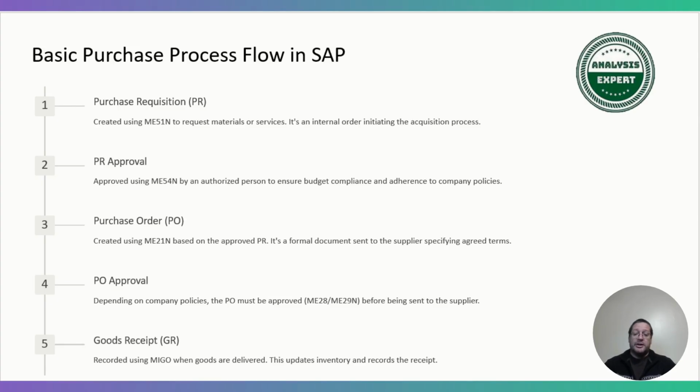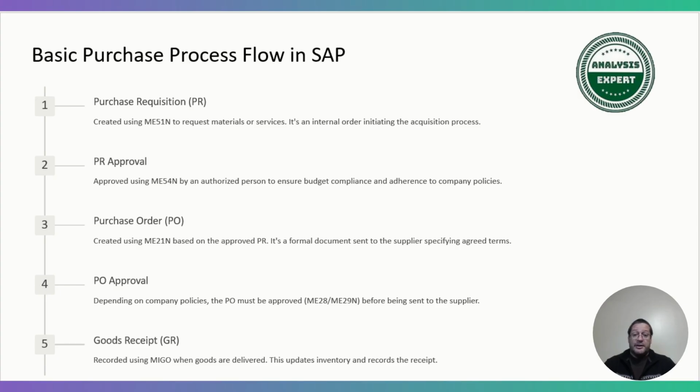A purchase requisition is created using transaction ME51N for materials or services, starting the procurement process, depending on whether it's materials or services. But that's the transaction you need to use.